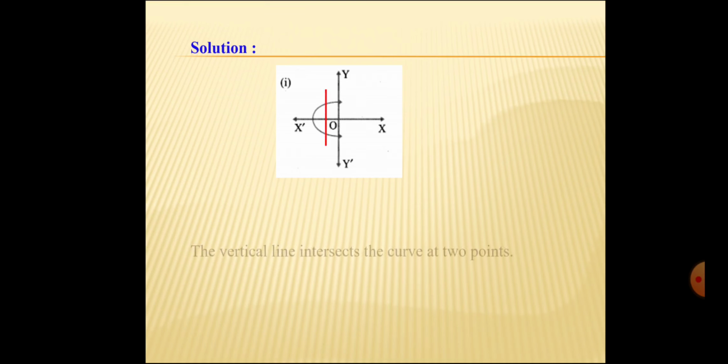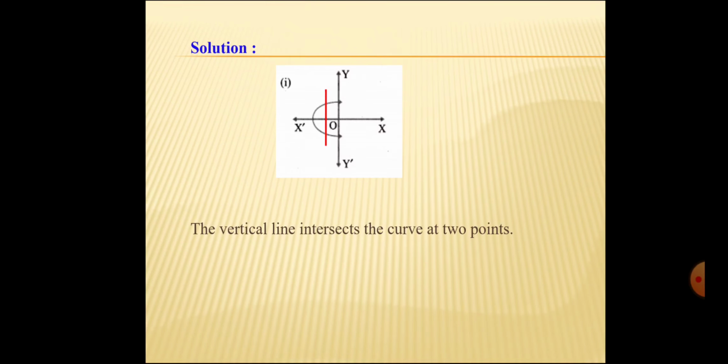So here you see the vertical line intersects the curve at 2 points. So it is not a function. Clearly you understand. Suppose the vertical line intersects at only one point, that means it is a function. Two or more points, that is not a function. So here 2 points intersect, so it is not a function.